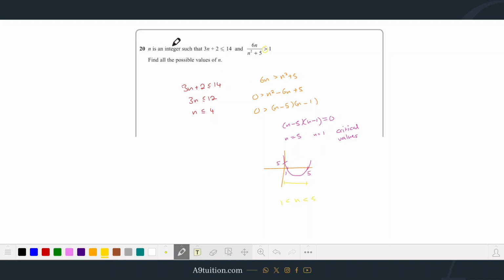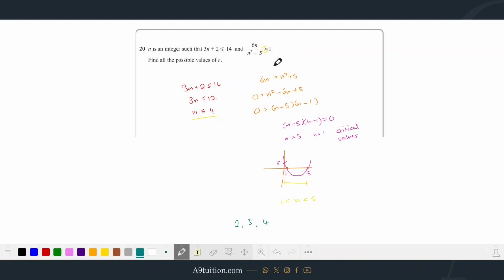And it says at the start that n is an integer. So what are the integer values between 1 and 5, not including 1 and 5? Well, there are 2, 3, and 4. And you can see previously we had the criteria that n has to be less than or equal to 4. And so those three values I just gave you, 2, 3, and 4, also meet this criteria. If they didn't, I'd have to exclude the ones that don't meet that criteria. But since they do, then my solution is going to be that n can either be 2, or 3, or 4. As they are the three integers that meet the criteria of being less than or equal to 4, and also being between 1 and 5.